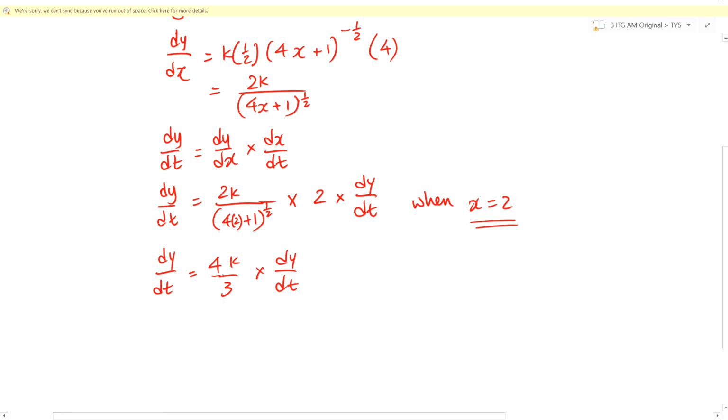Okay, now let's take a step back. Observe this equation, dy/dt equals 4k over 3 times the same dy/dt. We see that dy/dt appears on both sides. So we can divide by dy/dt on both sides, isn't it? Divide by dy/dt on both sides, we're left with 1 equals 4k over 3. Now I have one equation with only one unknown. Therefore, k must be equal to 3 over 4.